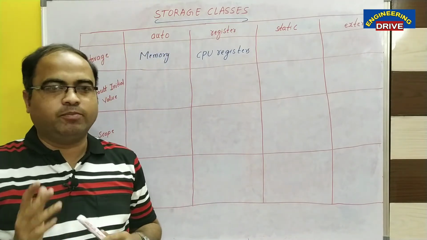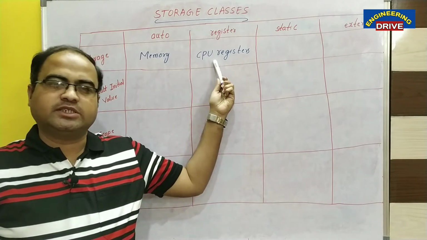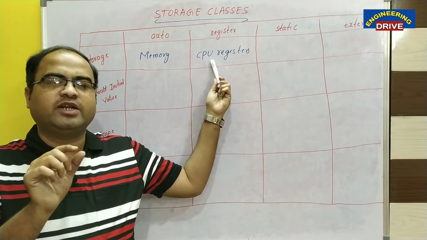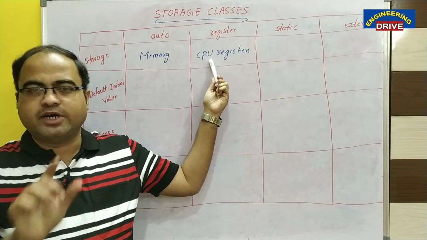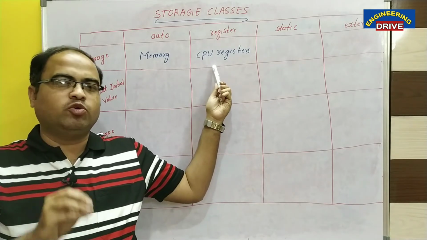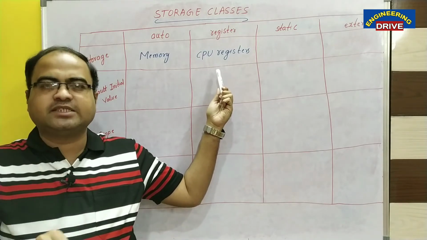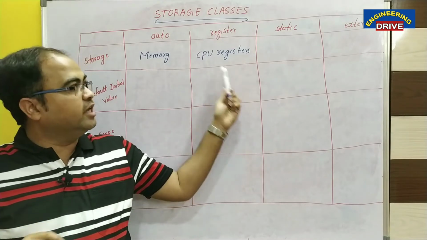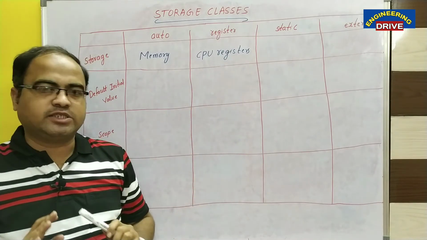One is the memory itself, the computer's memory, or else CPU registers. CPU registers are very small in size and they can hold only a limited amount of information. So only when you want to access the value of the variable pretty fast, then you need to make use of this register storage class.